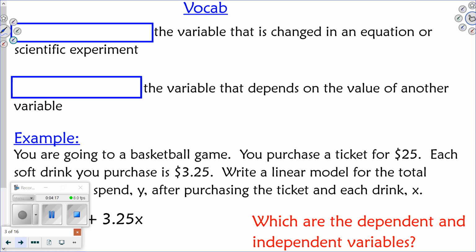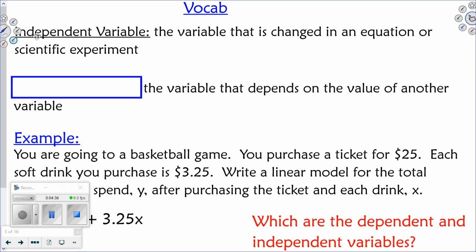A little bit of vocab for you guys. If you're taking the AIR test, or if you're going to take the ACT or the SAT, they like to throw those random words at you, but you probably know what they are; you're just not sure because they used a word you don't recognize. The variable that is changed in an equation or a scientific experiment, the thing that keeps changing, that affects what you're doing, is called your independent variable. It's independent of everything else.